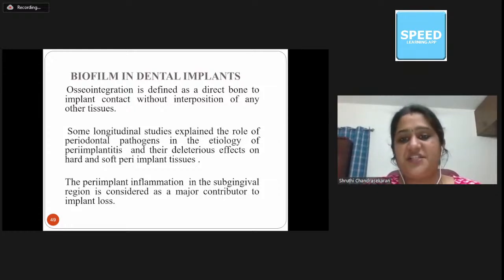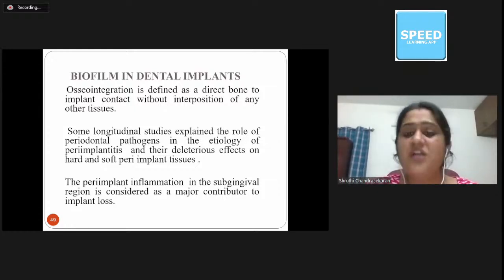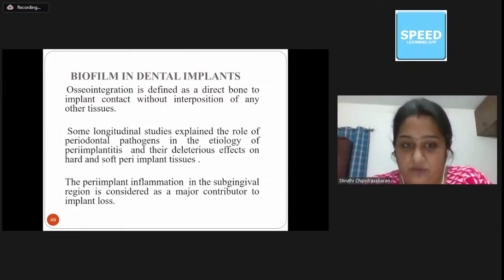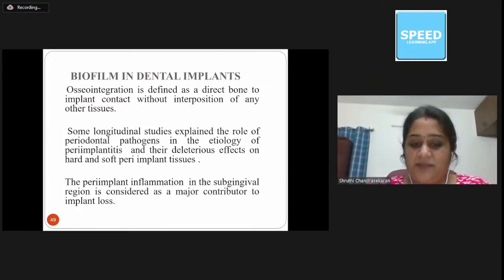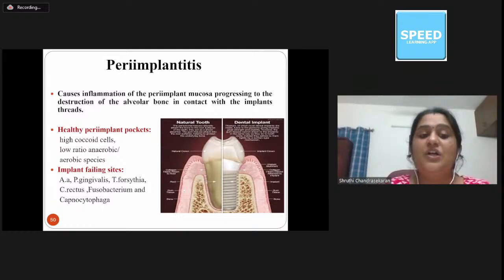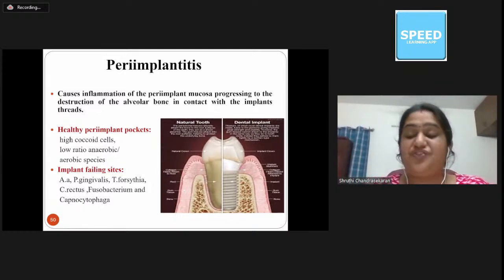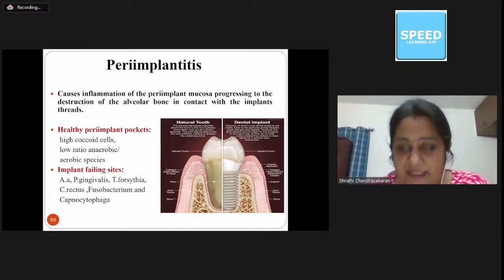Osseointegration is defined as the direct bone to implant contact without interposition of any other tissue. Longitudinal studies have shown that periodontal pathogens also play an important role in peri-implant diseases. Peri-implant inflammation in the subgingival region is seen as a major contributor to further implant loss. Peri-implantitis is inflammation of the peri-implant mucosa which progresses to the destruction of the alveolar bone in contact with the implant thread.